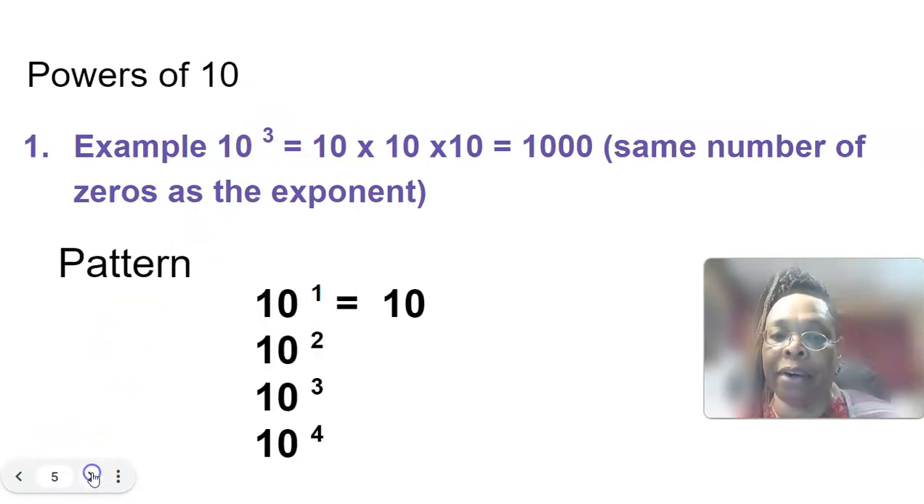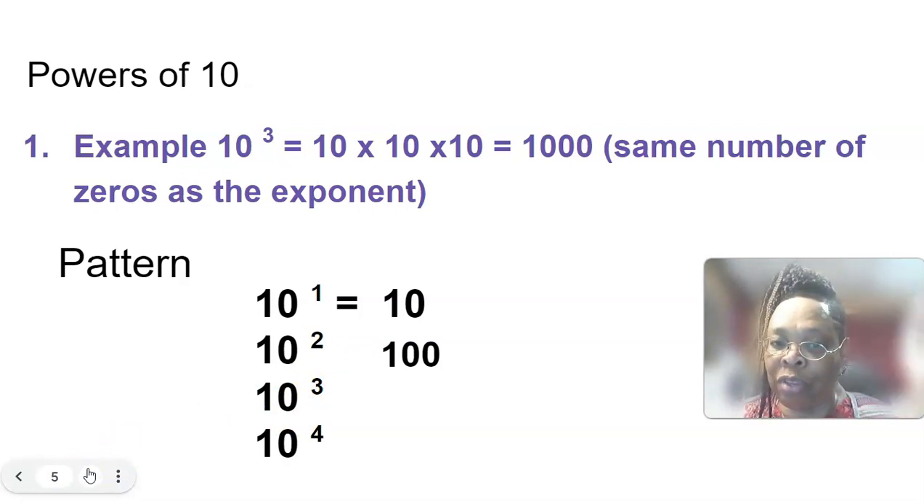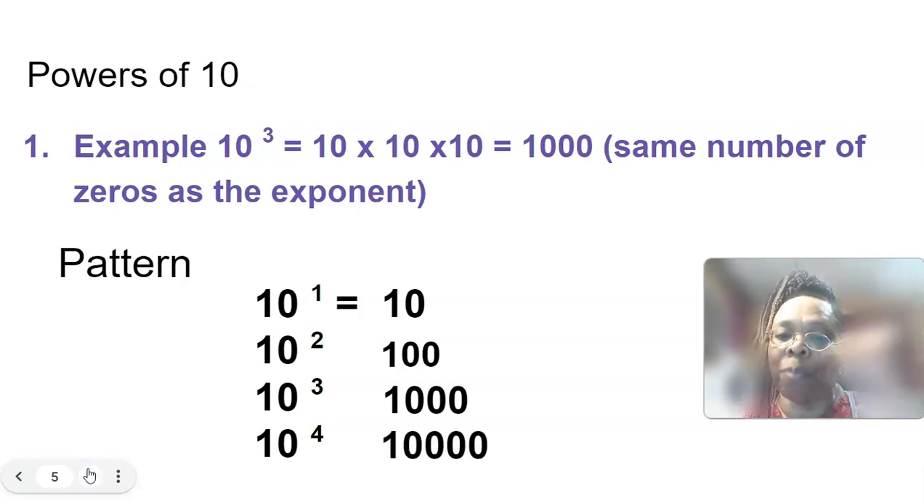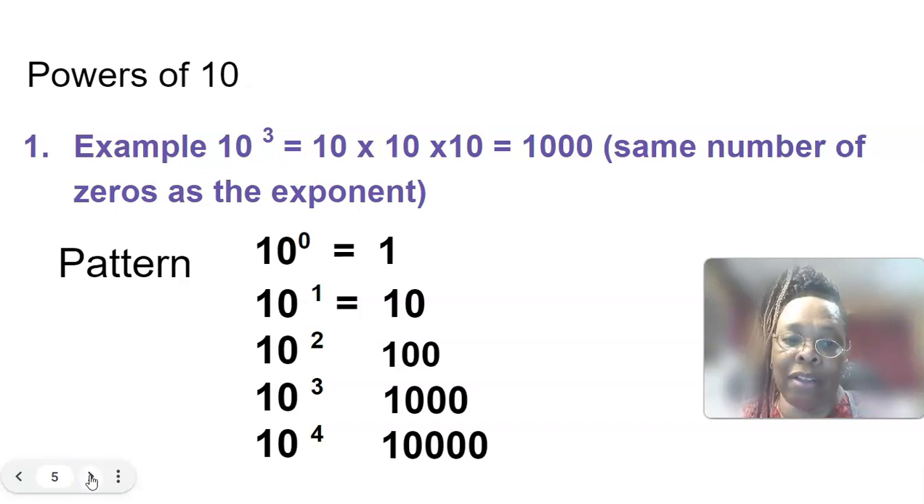Look for the pattern. For instance, in 10 to the 1st power, we see it's 10. It's a 1 and one 0. And 10 to the 2nd power, notice 2 zeros. 10 to the 3rd power, 3 zeros, and so on. 10 to the 0 power equals 1 0. I'm sorry, no zeros, it's just a 1.